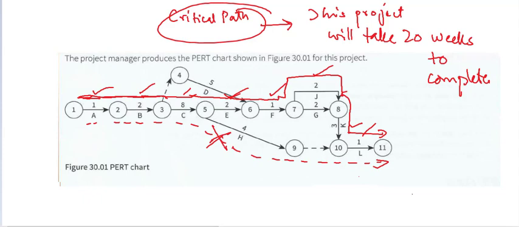Does that mean that the project will really complete in 20 weeks? Well, sometimes there can be delays, but at least this much time is going to be required to complete the project. So any delays in any of the activities that are part of this critical path, for example, if activity C is delayed by 2 weeks, will eventually delay the completion of the project. So these activities that are part of the critical path must be completed on time for the project to be completed within 20 weeks.